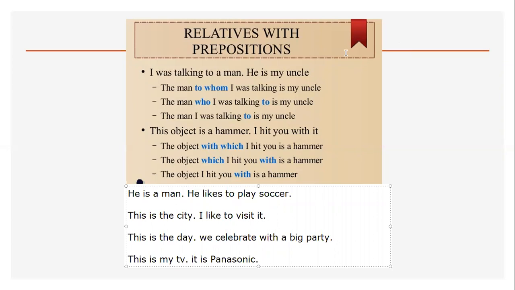I want to take the opportunity of the following video to explain and practice a little bit about an important topic, which is relative clauses. So let's try to understand the following topic. Take a look at this sentence. I was talking to a man. He is my uncle. Okay, here we have two sentences. Tengo dos oraciones.